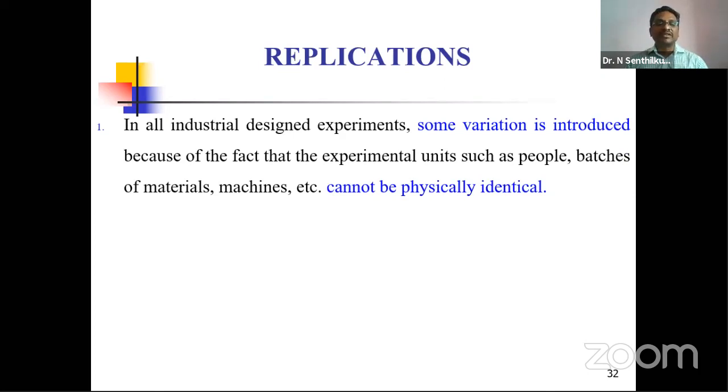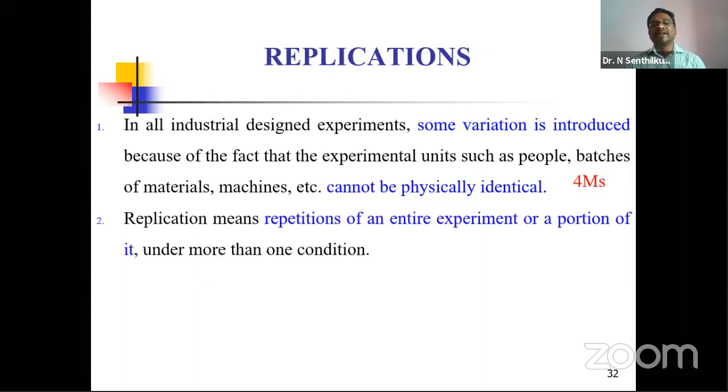Some variation is introduced in any experiment that is carried out in industry because of the four M's: the machinery, men, method, and the material that we are going to use. So that we normally call it the four M's. In order to avoid this experimental error, we are going to repeat. The repetition may be the total experiment or some portions of the experiment.